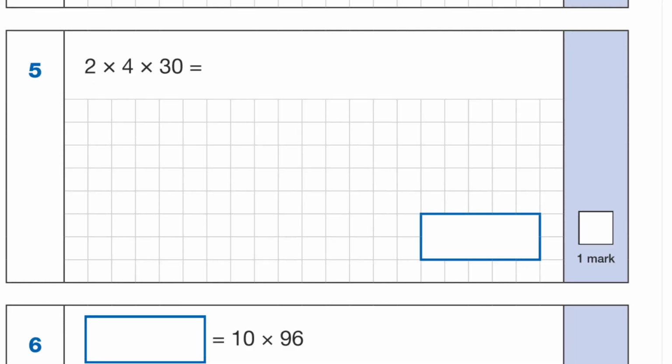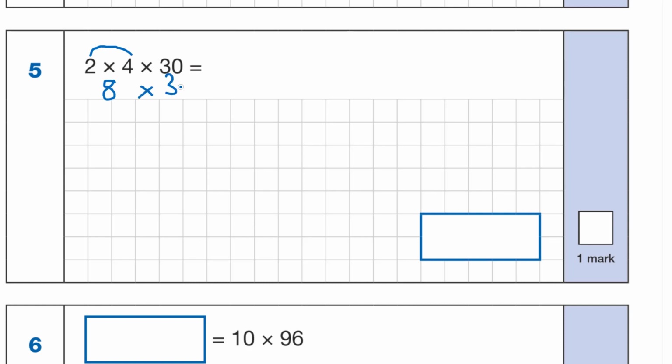Question 5, 2 times 4 times 30. Okay, so for this question, we've got three numbers we're multiplying. The most important thing to be aware of is when you're multiplying three numbers or four numbers or five numbers, it doesn't matter what order you multiply them in, you can switch them round. But in this one, I'm just going to multiply it in the order it's in. So I'm going to multiply these two first. 2 times 4, which is 8. So this is going to become 8 times 30.